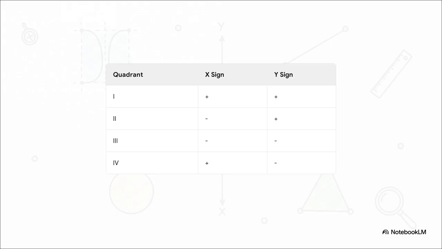Plus, we have strict axis rules. Any point sitting anywhere on the x-axis, its y-coordinate is strictly 0, period. And the exact reverse is true for the y-axis. Any point there has an x-coordinate of 0.